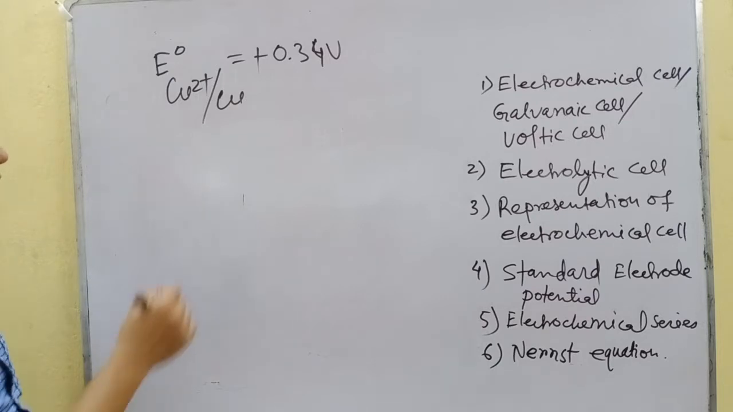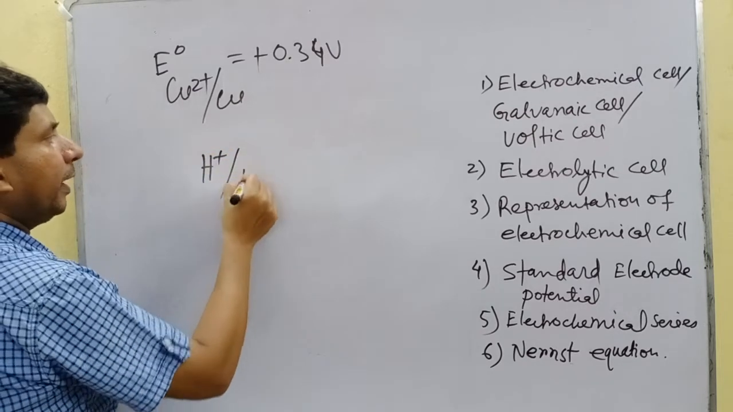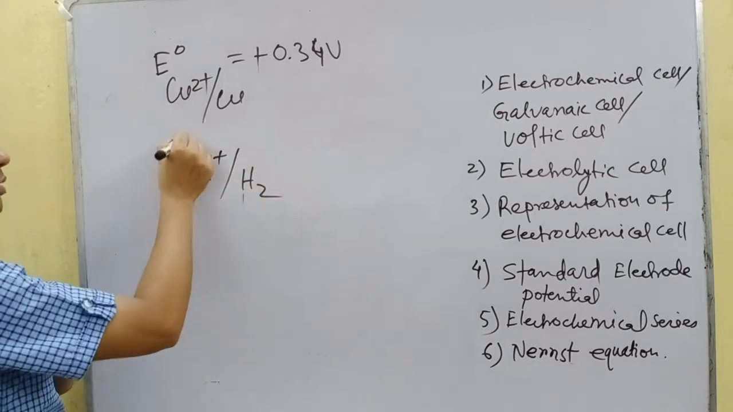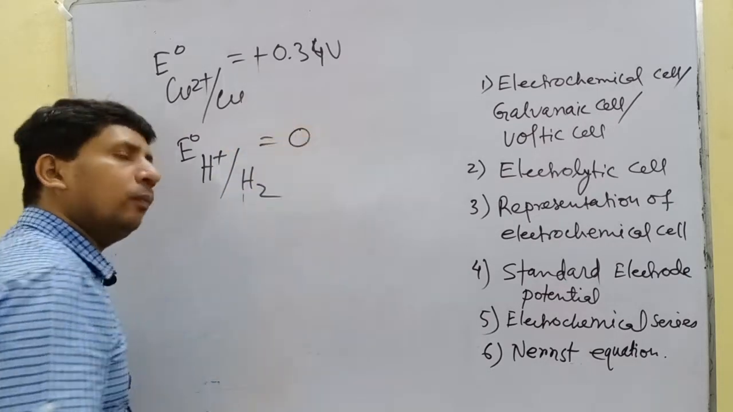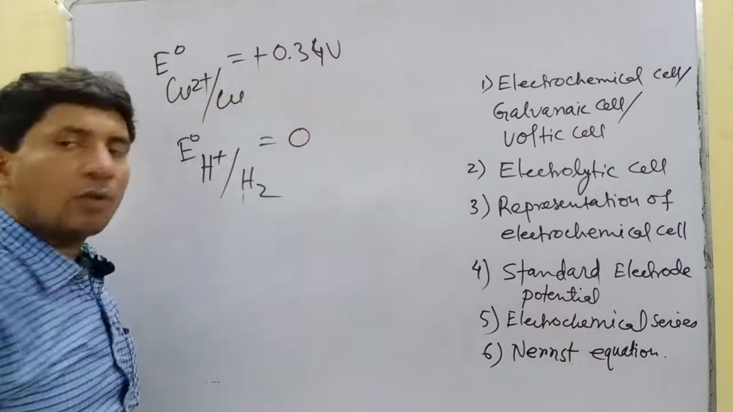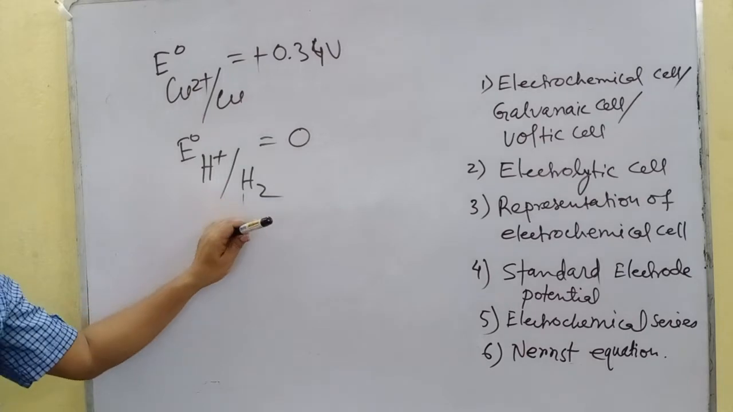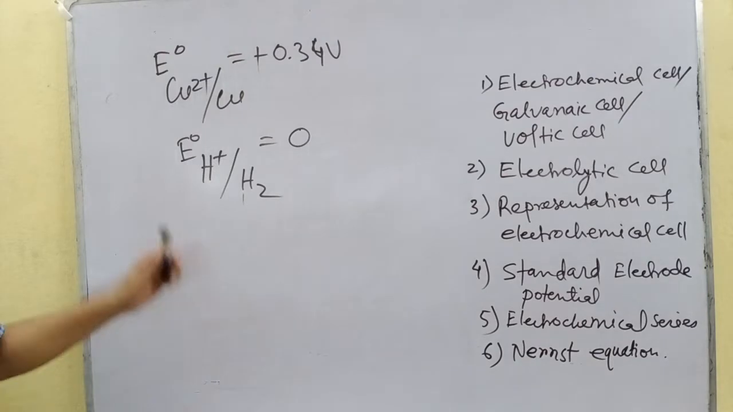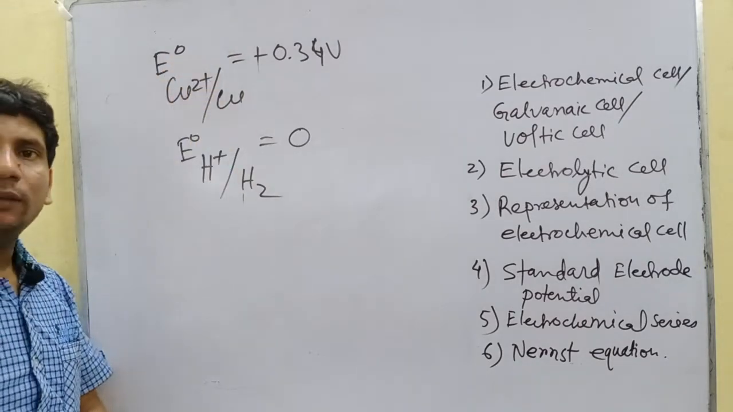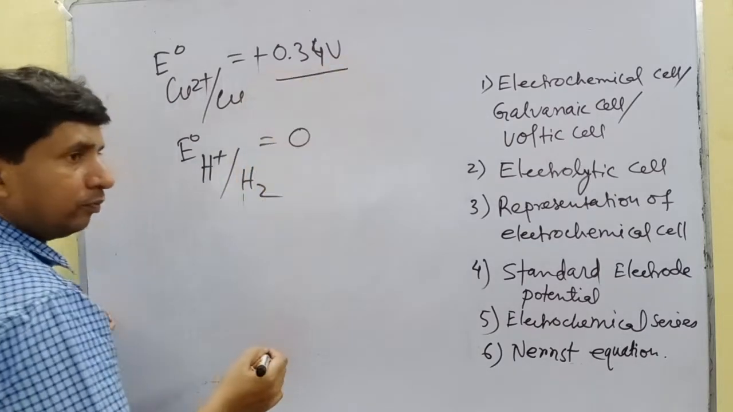And for hydrogen, that means H plus to H2, the standard electrode potential of hydrogen is considered as 0 volt. So with respect to hydrogen, the reduction potential of copper is high. Then if a reaction takes place between copper and hydrogen, what happens? The reduction potential of copper is higher than 0.